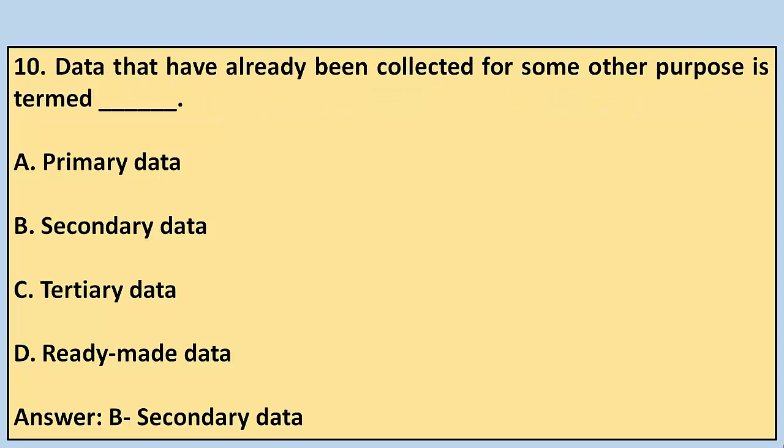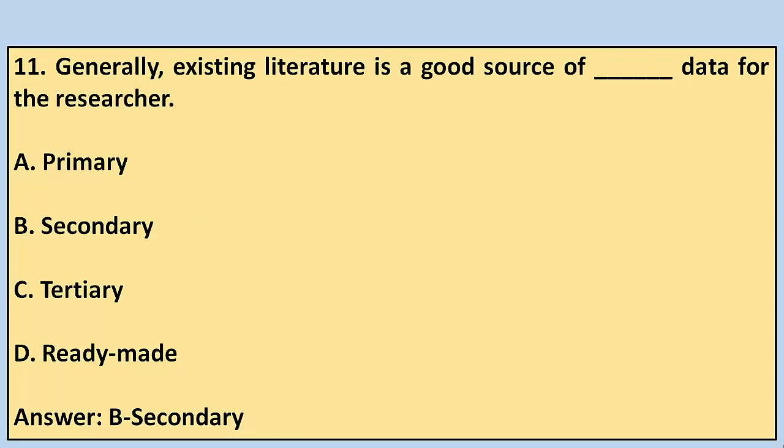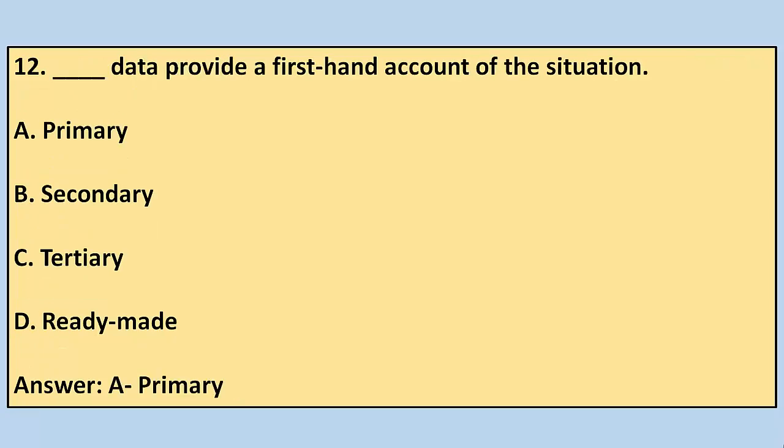Data that have already been collected for some other purpose is termed A. primary data, B. secondary data, C. tertiary data, D. ready-made data. Answer is B. secondary data. Generally, existing literature is a good source of dash data for the researcher. A. primary data, B. secondary, C. tertiary and D. ready-made. The answer is B. secondary.